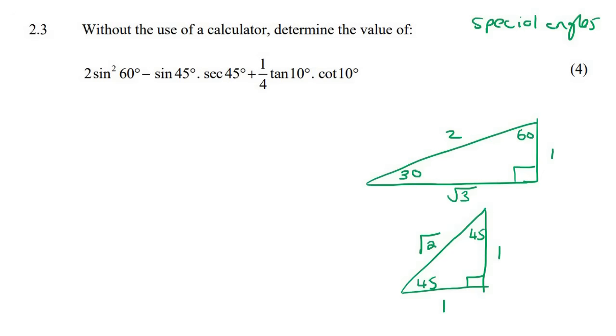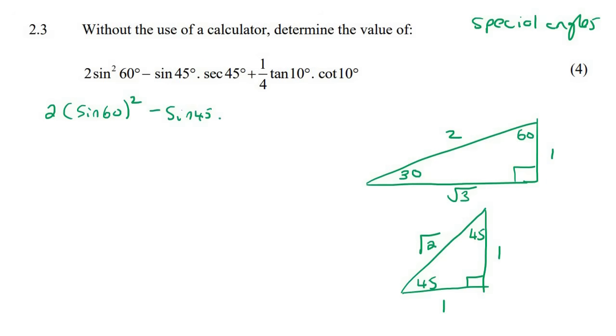Alright, so if you look at sin 60 over here, I rather want you to write it like this. You're just going to say sin 60 and then you square it, because we're not going to use a calculator. That is what sin 60 squared means. You just do it like that. This will just be sin 45.